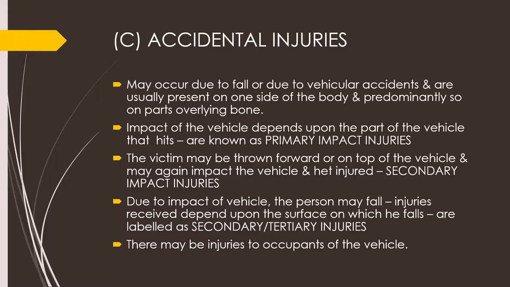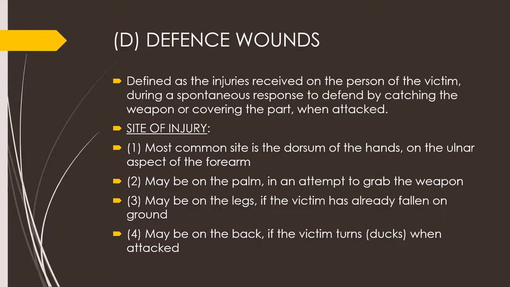The victim may be thrown forward, or he may be thrown onto the top of the vehicle and may again impact the vehicle and get injured. And this is called secondary impact injuries. And due to the impact of the vehicle, the person may fall. So injuries may be received depending upon the surface on which he falls, usually on the bony prominence. And these are labeled as secondary or tertiary injuries. And there can be injuries to the occupants of the vehicle also. This is explained in the lecture on traffic accidents.